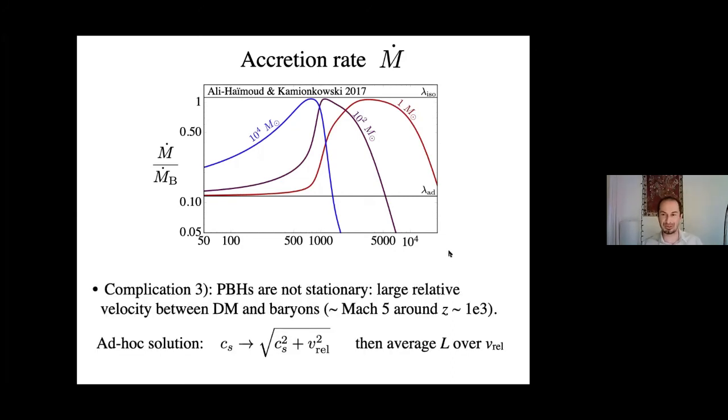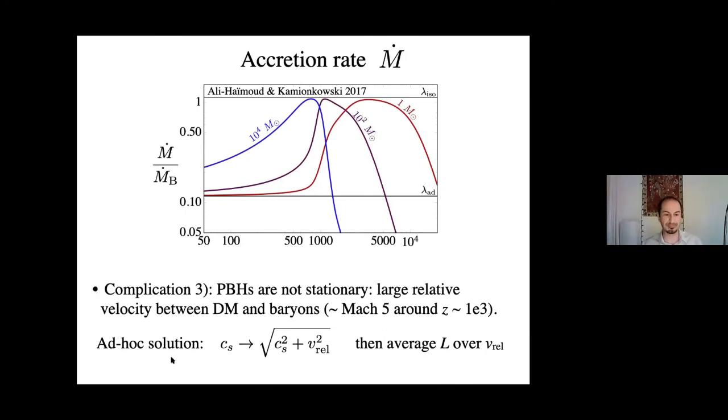A third complication, which is significantly more difficult to deal with, is that primordial black holes are actually not expected to be stationary with respect to the baryons. In fact, you can compute the typical relative motion between baryons and dark matter. This was shown by Tseliakovich and Hirata in 2010. You can compute this from any CMB Boltzmann code: this relative motion is supersonic, roughly Mach 5 at redshift 1000. And so this will affect the accretion rate quite significantly.